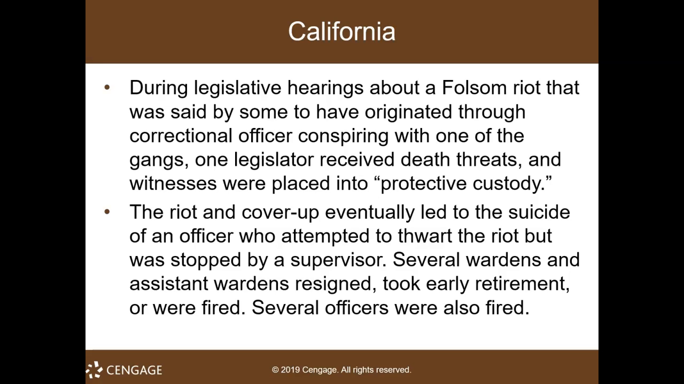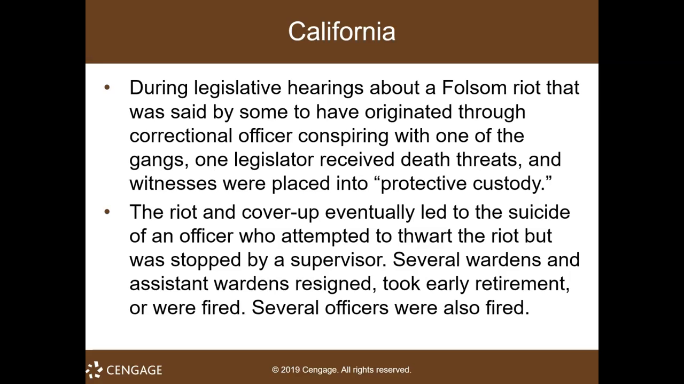Now, during legislative hearings about a Folsom prison riot that was said by some to have originated through correctional officers conspiring with one of the gangs, one legislator received death threats and witnesses were placed into protective custody. And the riot and the cover-up of this eventually led to the suicide of an officer who attempted to thwart or stop the riot, but was then stopped by a supervisor.